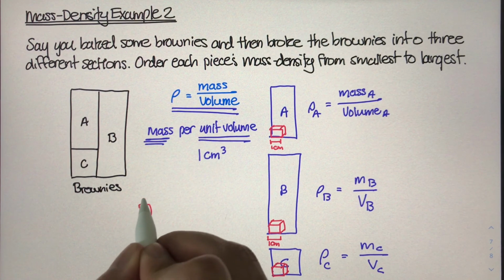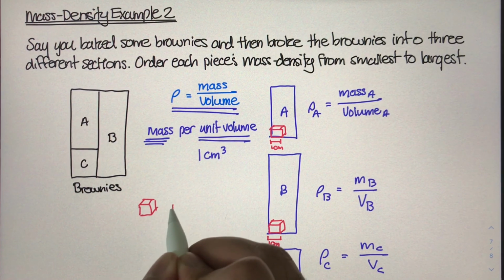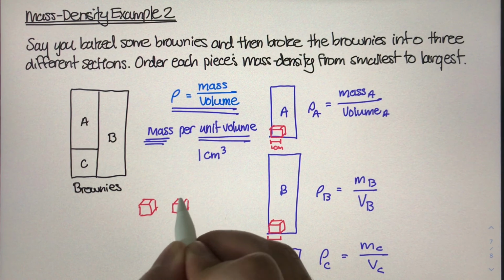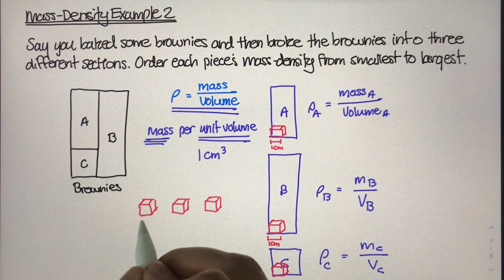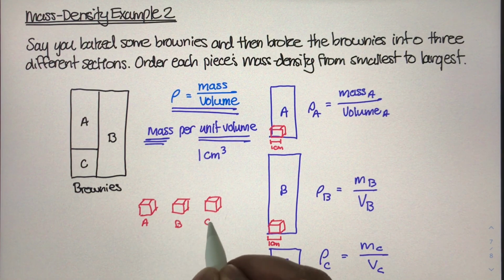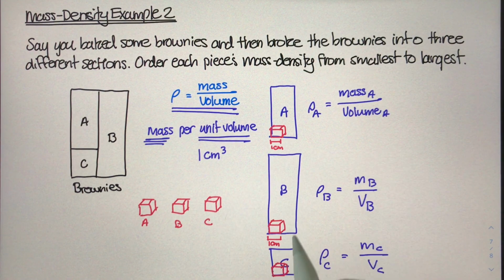So I have piece A, piece B, piece C, right? So this is A, B, and C. 1 cubic centimeter of brownie from each of these 3 sections.